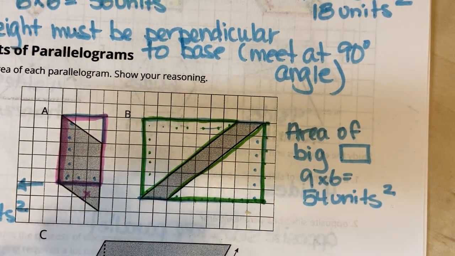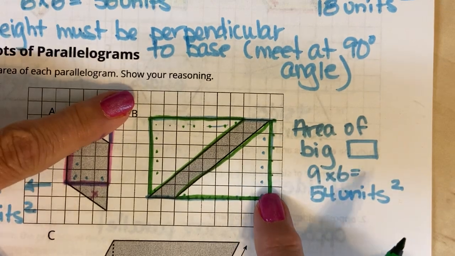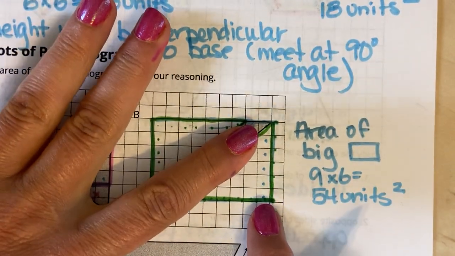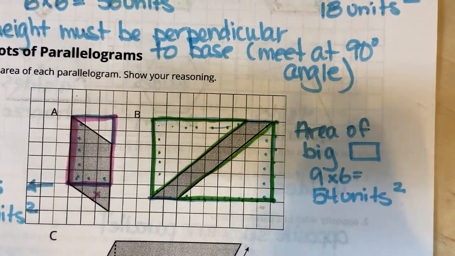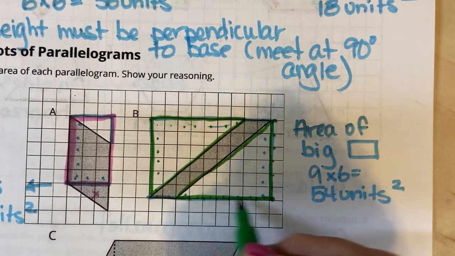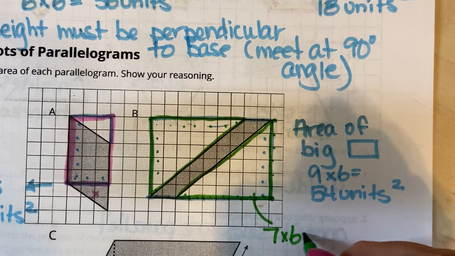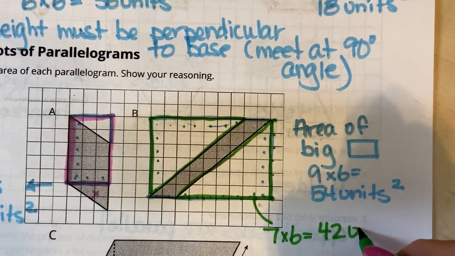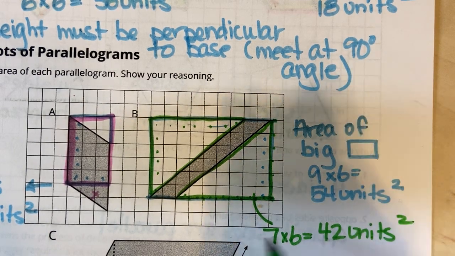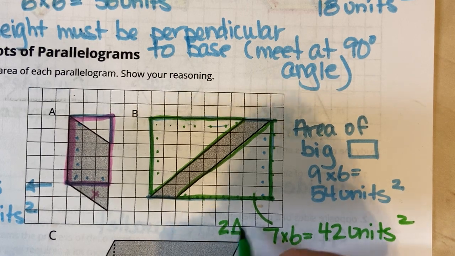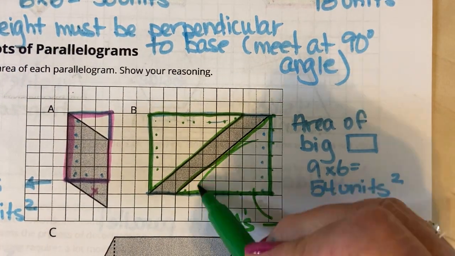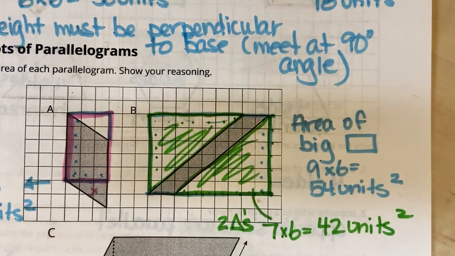So what I'm going to do is say, well, if I put two triangles together, I'm going to get rid of that and push my two triangles together to make a rectangle. That would be 7 times 6, which is 42 units squared. That is your two triangles together, right? So it's this triangle and this triangle.